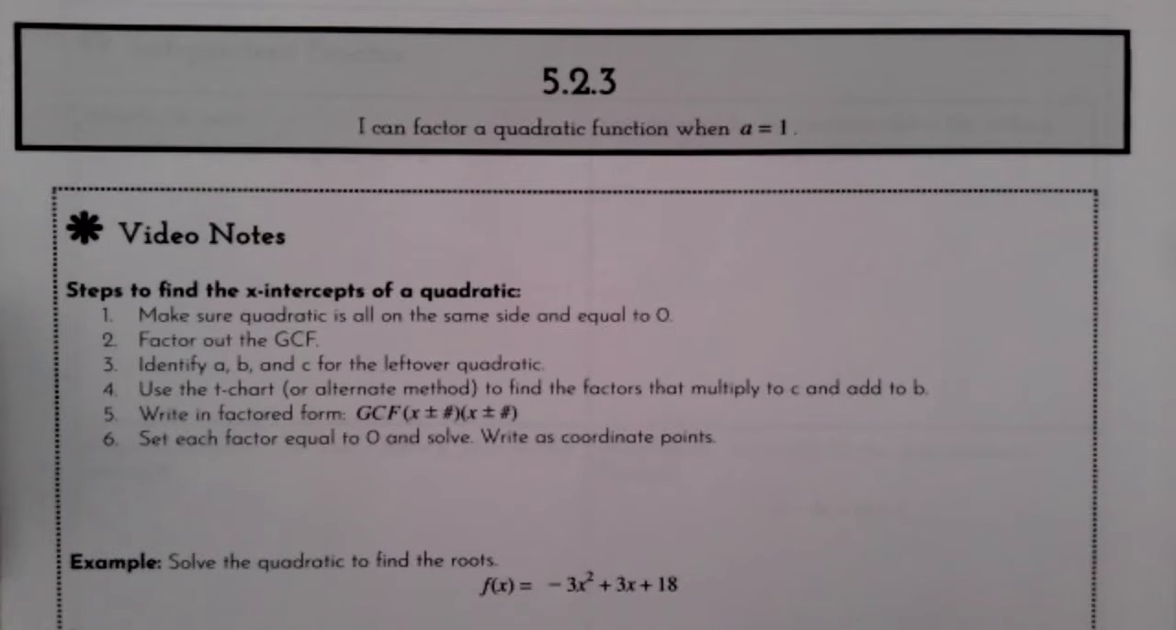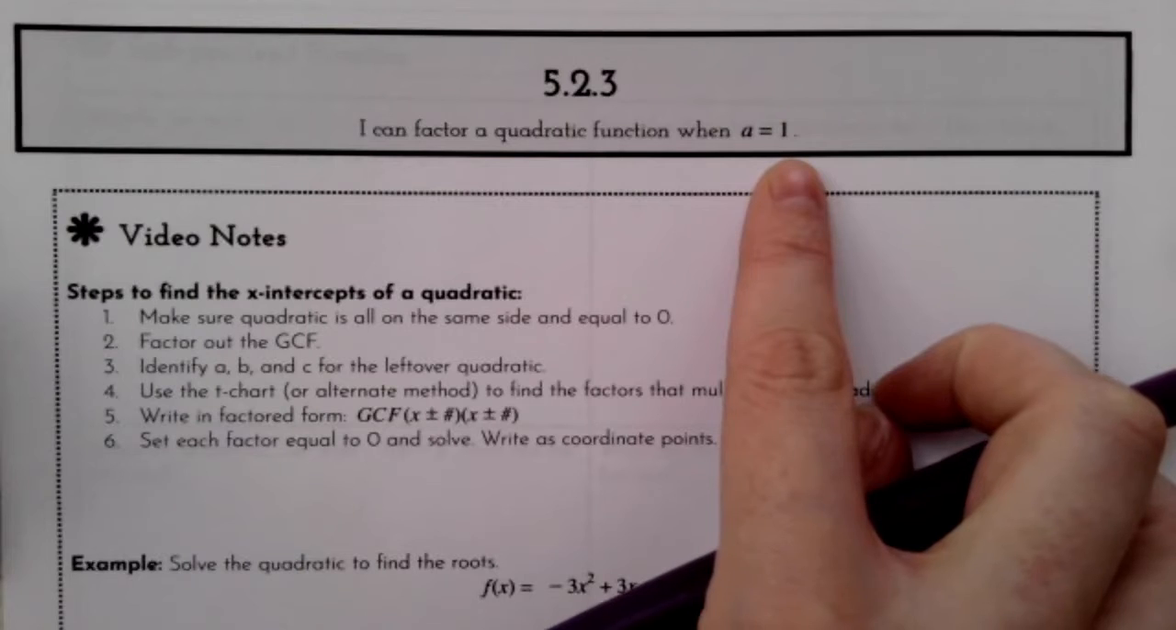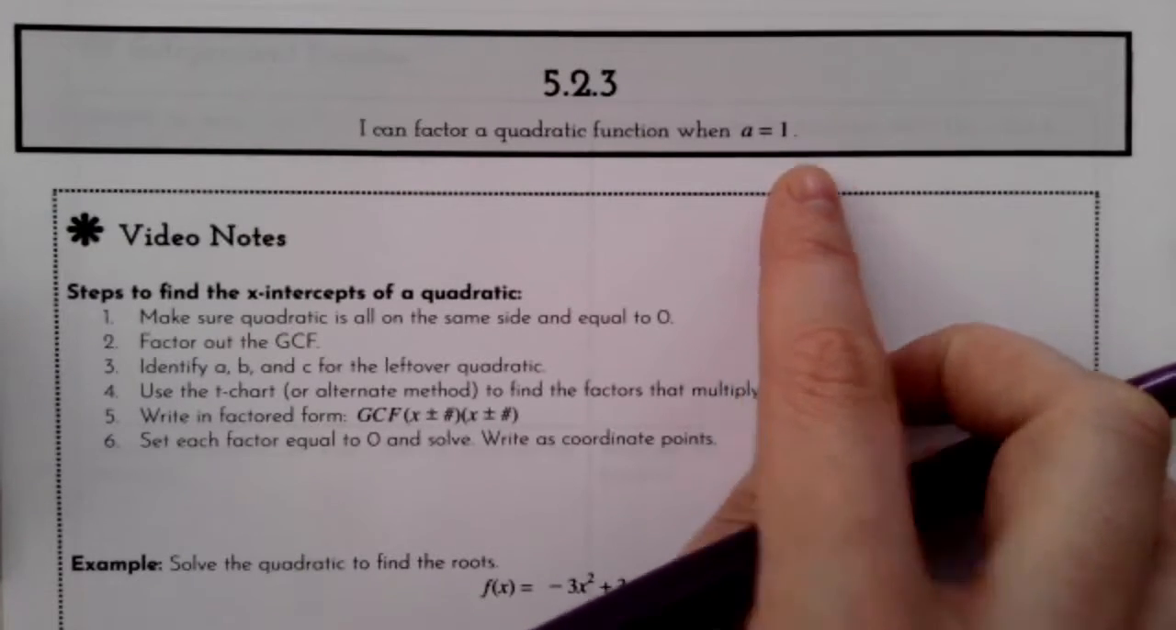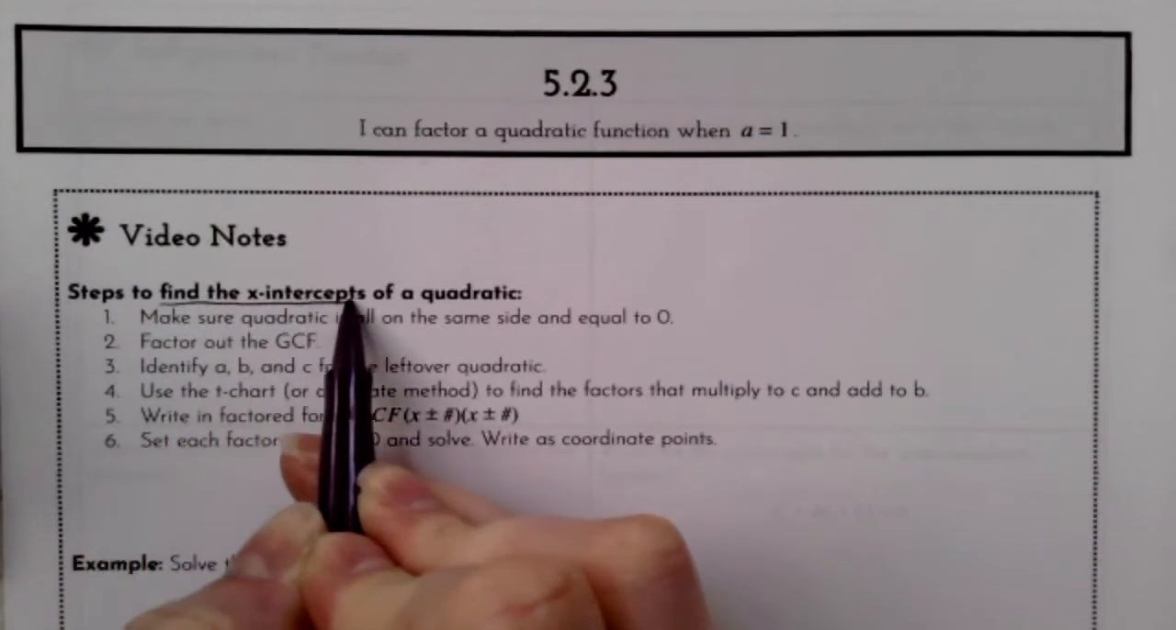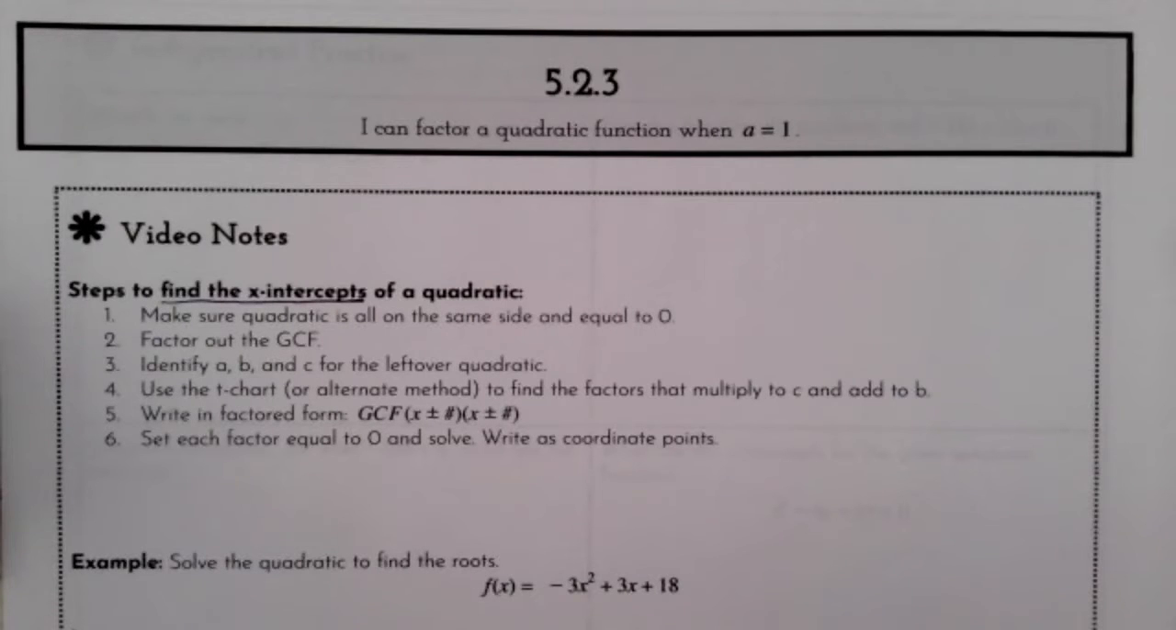Hello. Today we're going to go through Learning Target 5.2.3, which is factoring quadratic functions when a equals 1. And we are using factoring as a process to find the x-intercepts of that quadratic. This is just an alternate method to the quadratic formula, and factoring ends up being easier and faster for us in specific circumstances. So for certain quadratics, this process will be faster and easier. But if this doesn't work, or if this ends up being longer, the quadratic formula always works.